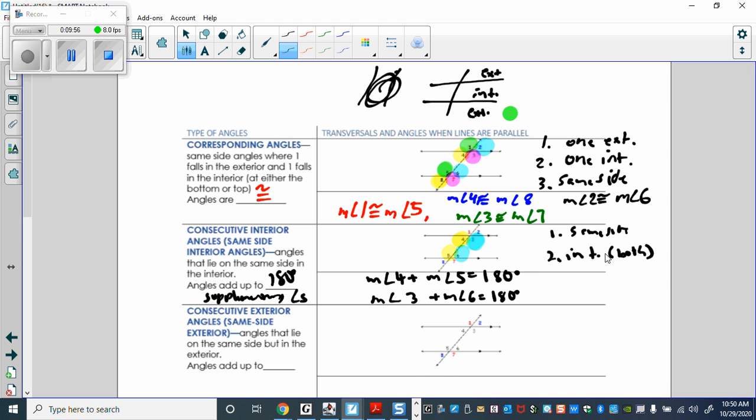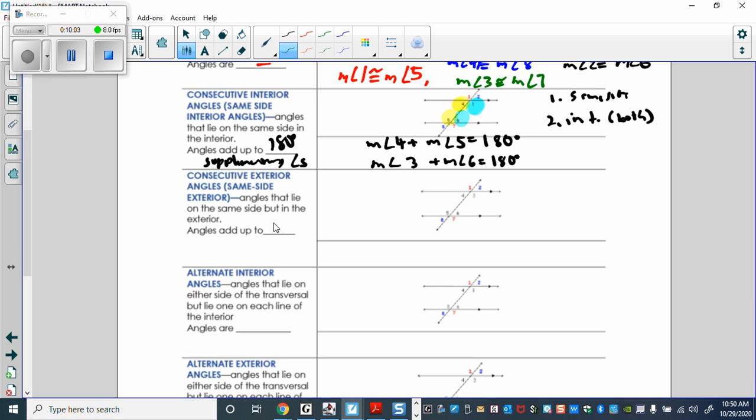Next, we have consecutive exterior angles. Similarly, they're on the same side, but they're both in the exterior. They add up to 180 degrees as well because they are supplementary, right? So we have angle 1, angle 8 are supplementary, and we have angle 2 and angle 7 are supplementary. So when I write my statements, I can say that the measure of angle 1 plus the measure of angle 8 equals 180. And I could also say the measure of angle 2 plus the measure of angle 7 equals 180 degrees.